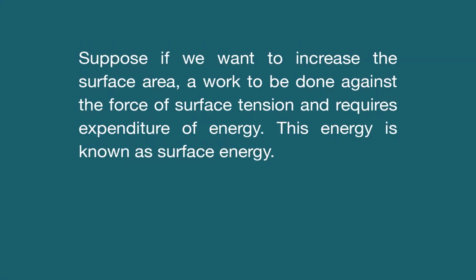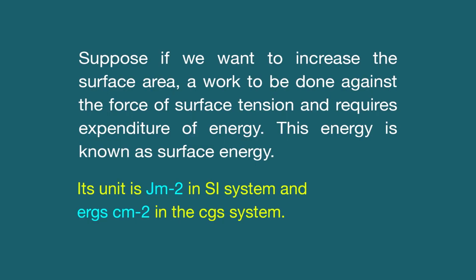Surface tension always reduces the surface area to a minimum. Suppose we want to increase the surface area, work has to be done against the force of surface tension and this requires expenditure of energy. This energy is known as surface energy. That means the work or energy required to increase the surface area of a liquid by 1 unit. Its unit is joules per meter squared in the SI system and ergs per centimeter squared in the CGS system.